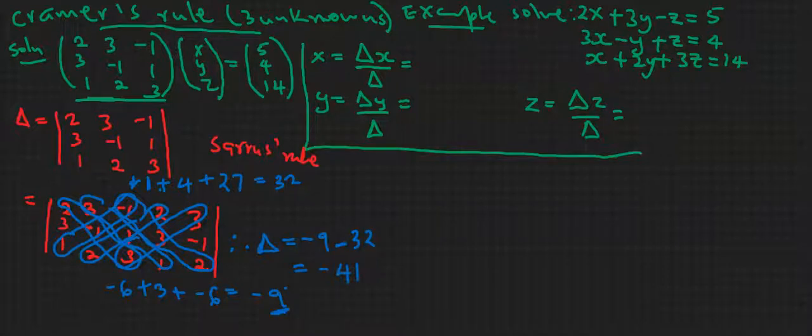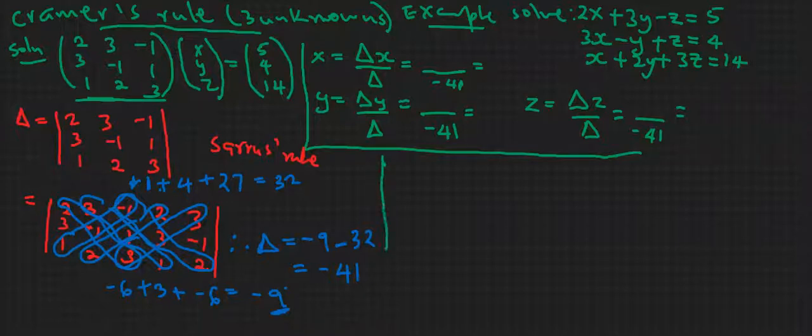So the determinant of the coefficient matrix is negative 41. Note that in all cases, the denominator is the same. That is the determinant of the coefficient matrix. What changes is the numerator.